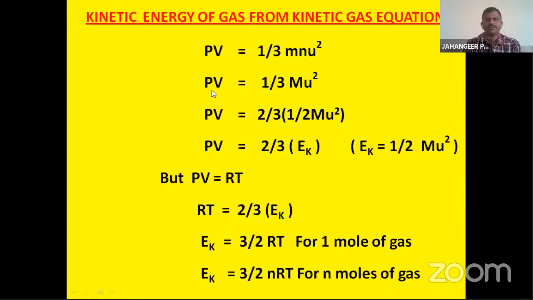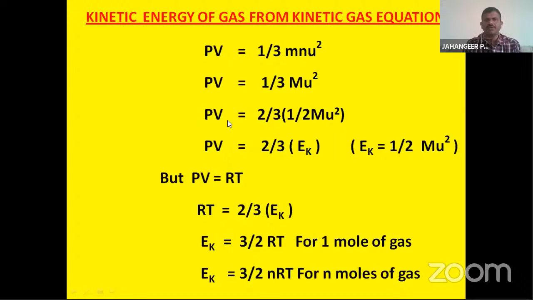Now the next step: PV is equal to 1 upon 3 small m and lowercase n and u square. Small m multiplied by n gives you capital M. That means n number of molecules are there and their molecular mass is m. By multiplying these two, you get the overall mass of the gas. How many molecules are there? Their total mass is represented with capital M. So PV is equal to 1 by 3 Mu square.